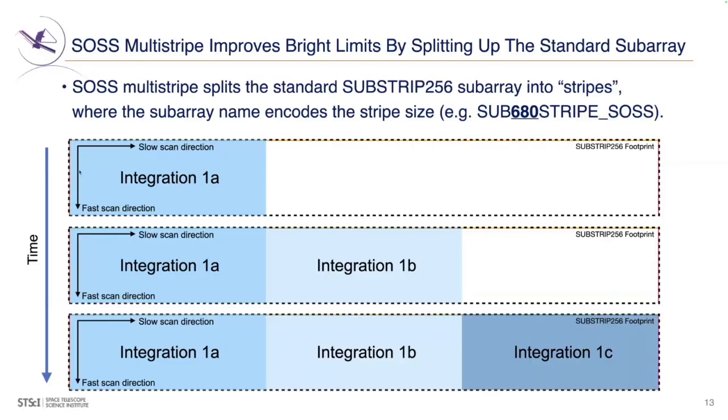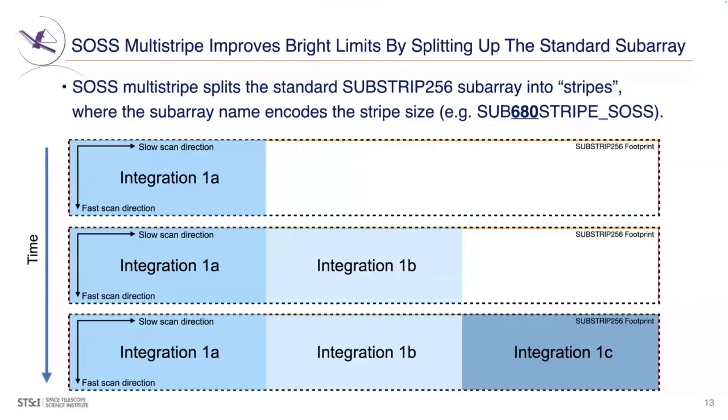In that case, we have the first stripe, which we call integration 1A. We'll read out and take all of our groups up the ramp, reading out until we finish the integration. Then we'll hop over to the next chunk in the nominal subarray and read out the next integration. Then we'll move on to the third one and complete the full image, so to speak, but we put it into 3 different integrations.